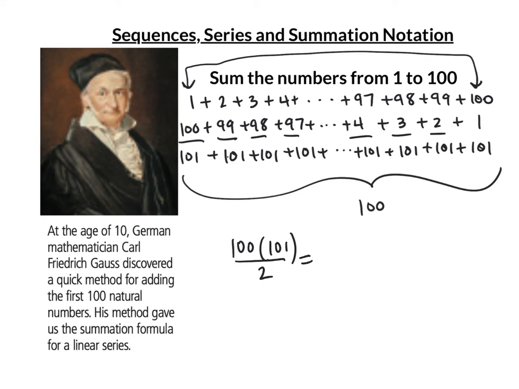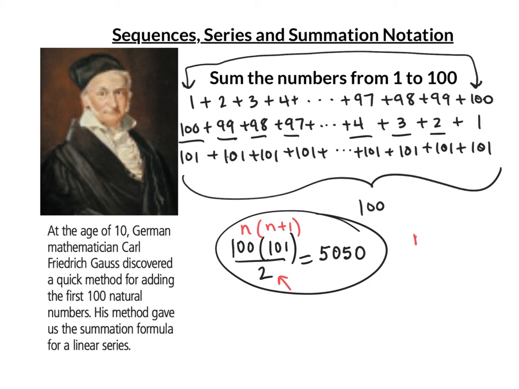This turned out to be 5,050. This can be generalized for any linear series, meaning 1 plus 2 plus 3, to any number, let's just call it n, to n times n plus 1 divided by 2. N times n plus 1 divided by 2. If I wanted to add the numbers from 1 to 50, I would take 50 times 50 plus 1 divided by 2. And I'd immediately have the sum.